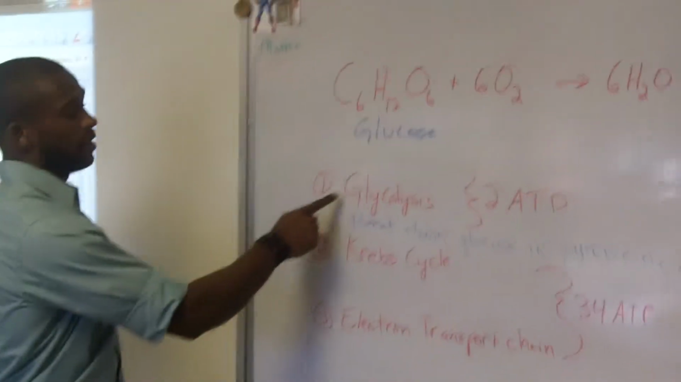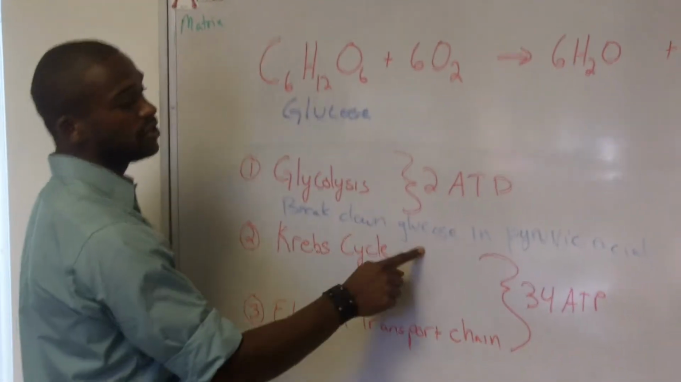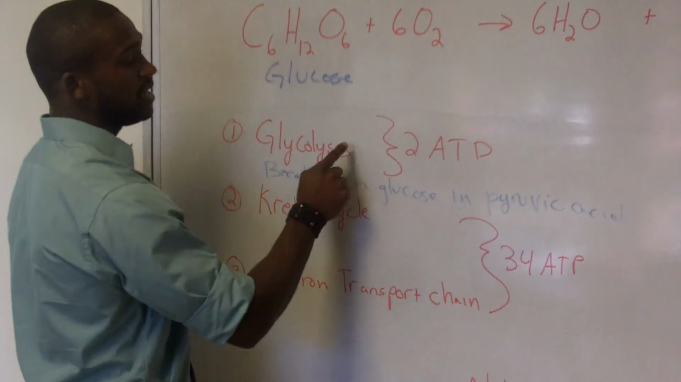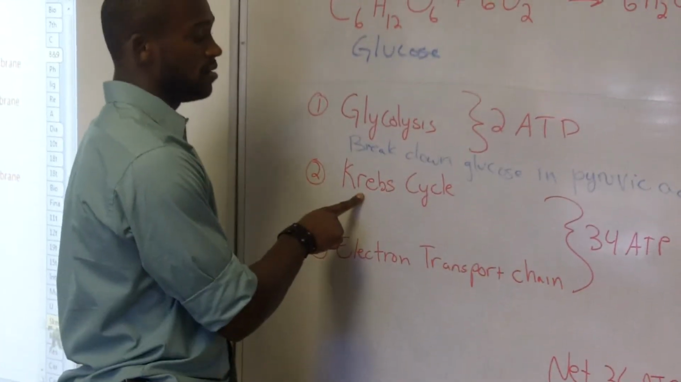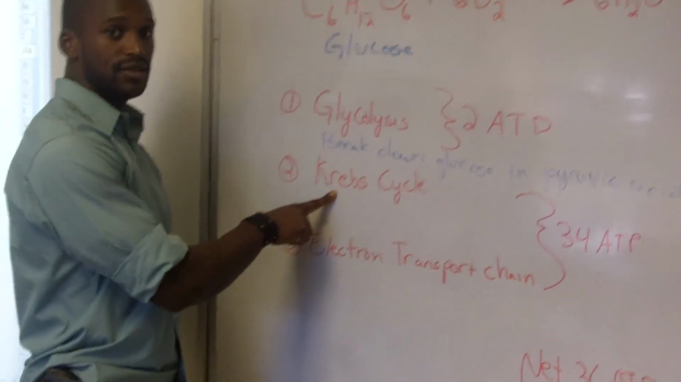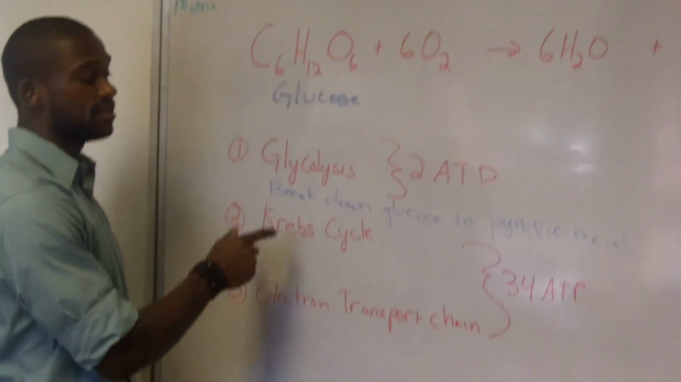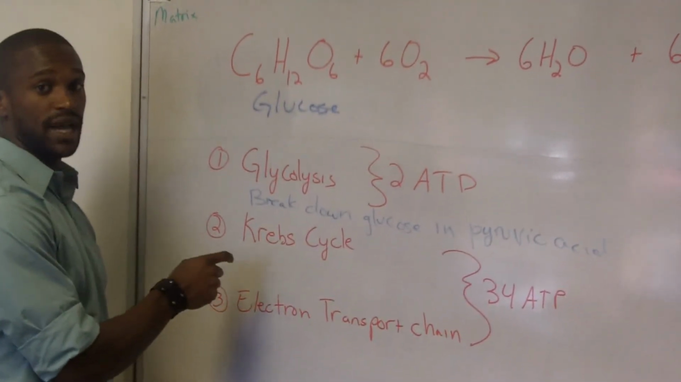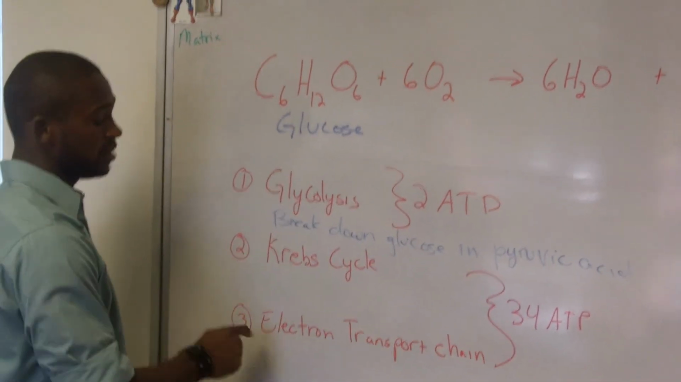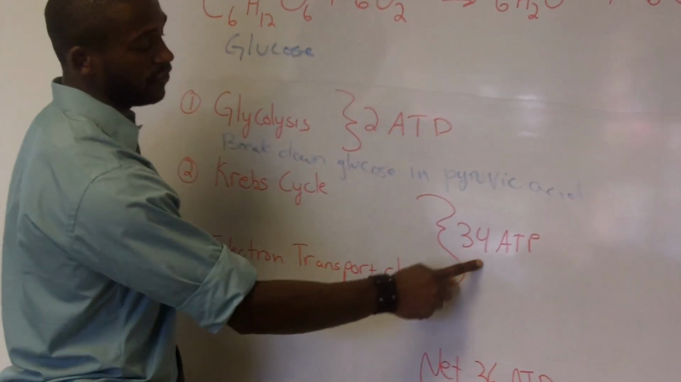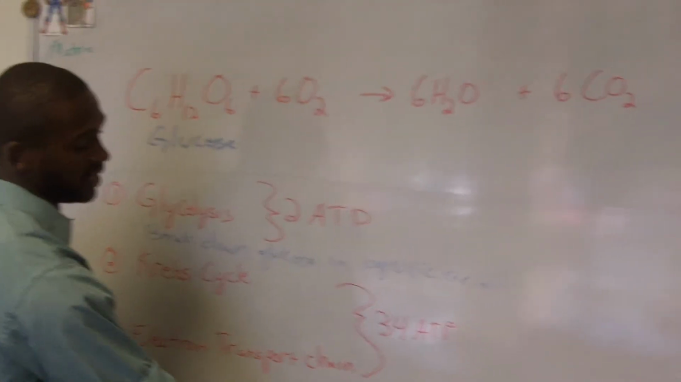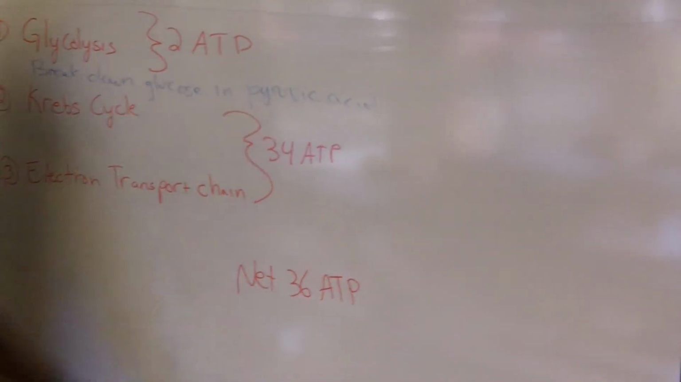So up here, glycolysis breaks down glucose into pyruvic acid. It takes 2, but we get 4 back. Then the Krebs cycle breaks down pyruvic acid to make it acetyl-CoA, then to citric acid. Then that citric acid gets broken down. Then we start the electron transport chain. From there, this energizes to make 34 ATP. So we get a net of 36 ATP. That's it.